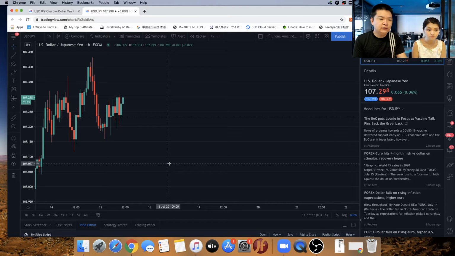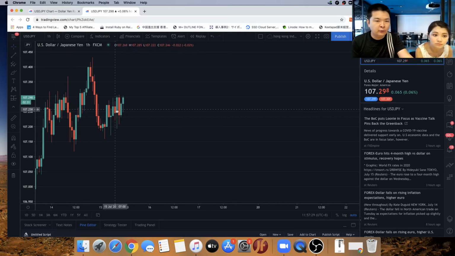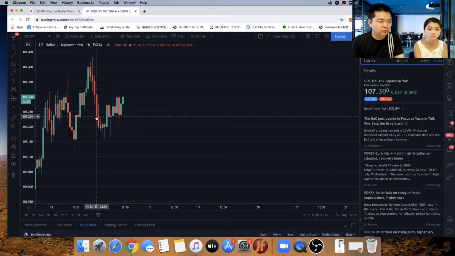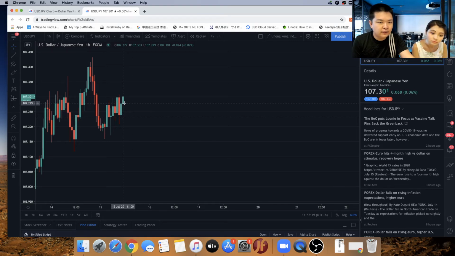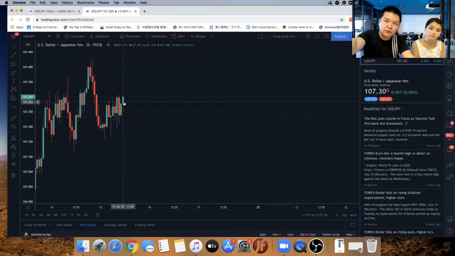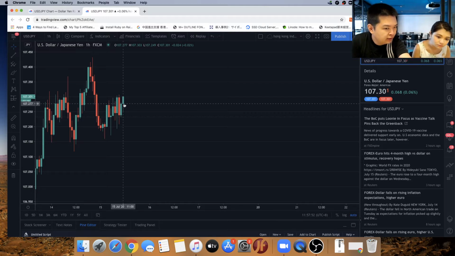So in this pair, it's easier to explain because it's according to our time zone, so it's 24 hours being traded, 24 hours, okay? So this candle, we have 3 minutes to go to 12 o'clock. This candle represents the open price when it started at 11 o'clock.